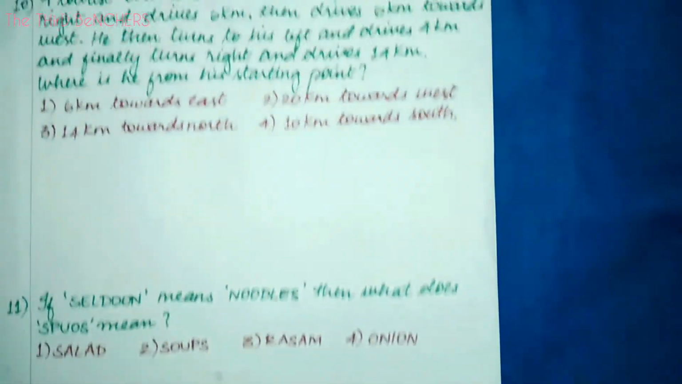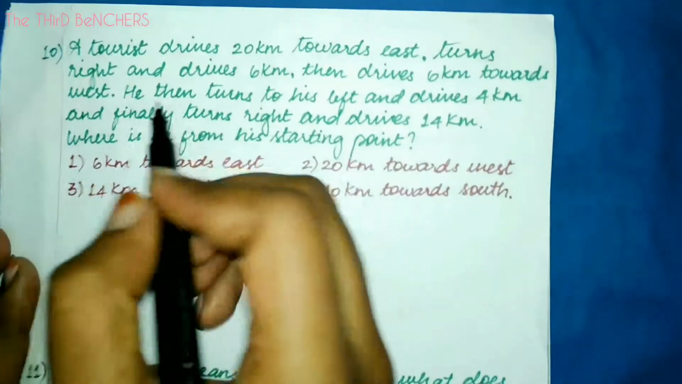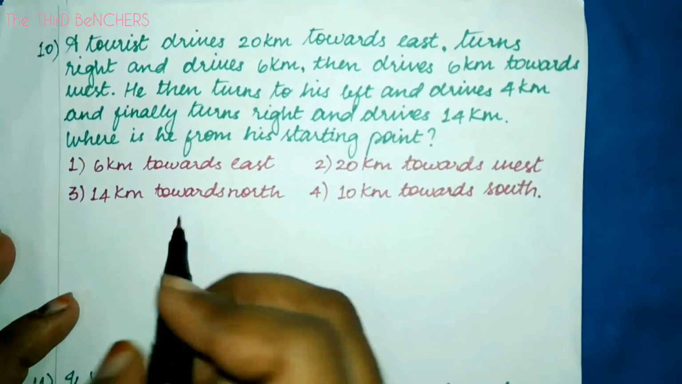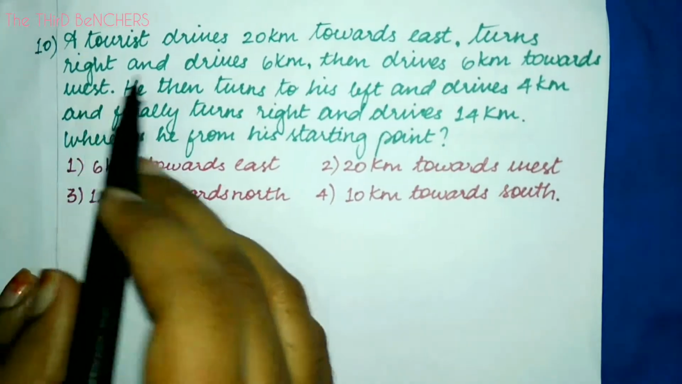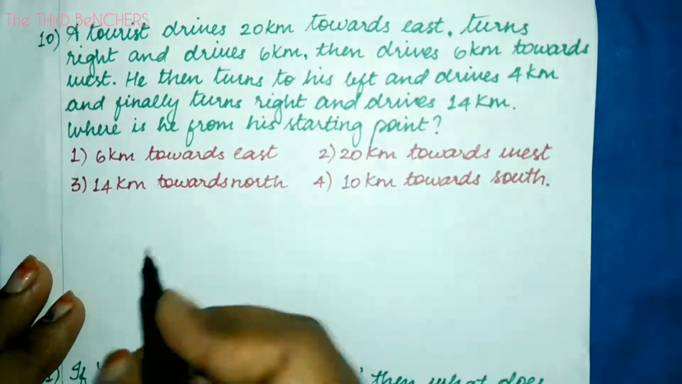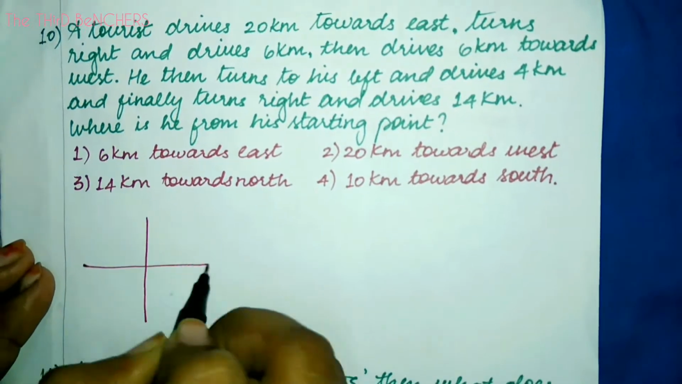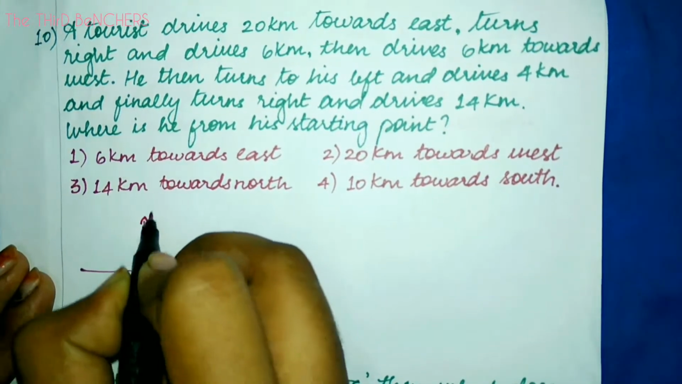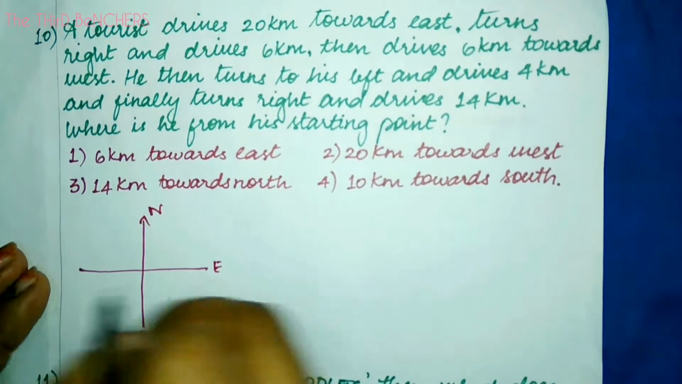Moving on to the next one. A tourist, I will solve by reading the question, so it will be easy. A tourist drives 20 km towards east. So when east is there, you can mention the directions, it will be easy. North, south, east and then west.